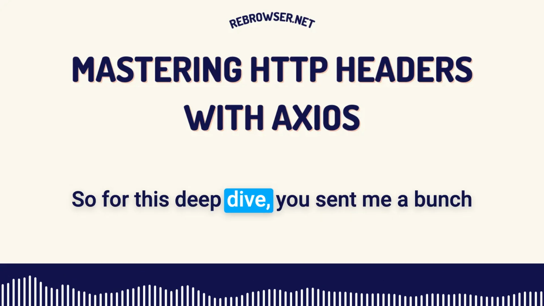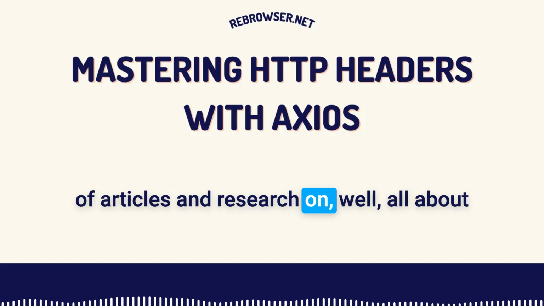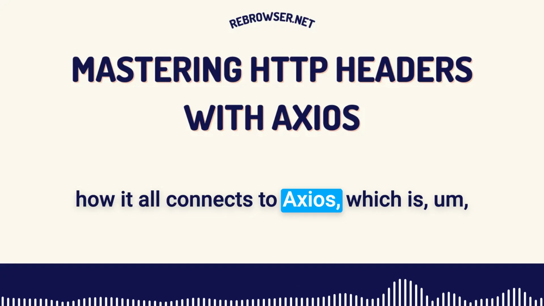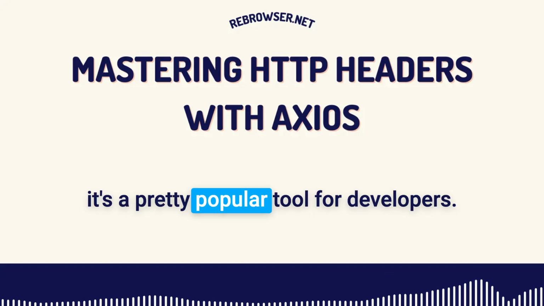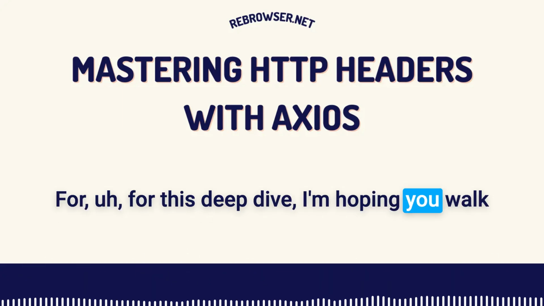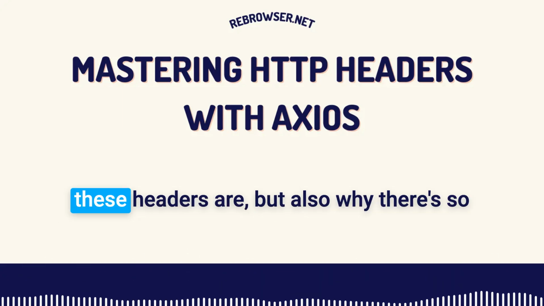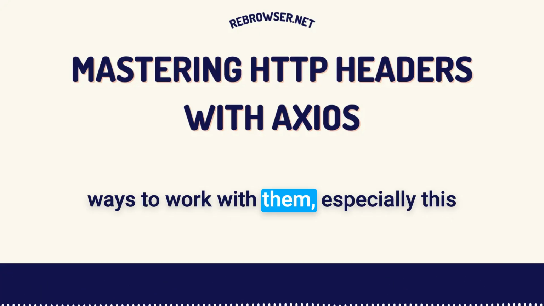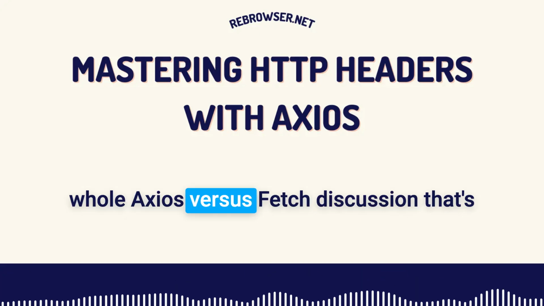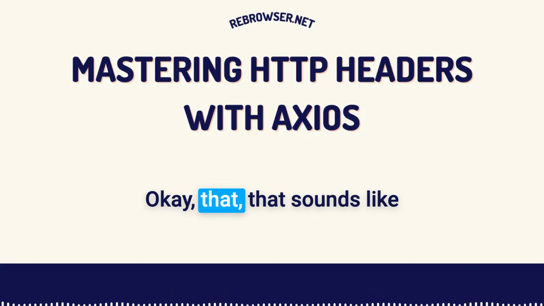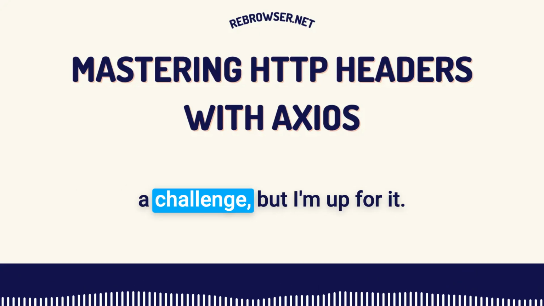So for this deep dive, you sent me a bunch of articles and research all about HTTP headers, plus your own notes on how it all connects to Axios, which is a pretty popular tool for developers. Yeah, exactly. I'm hoping you walk away understanding not just how important these headers are, but also why there's so much debate about the best ways to work with them. Especially this whole Axios versus Fetch discussion that's been going on in the development world. Okay, that sounds like a challenge, but I'm up for it.